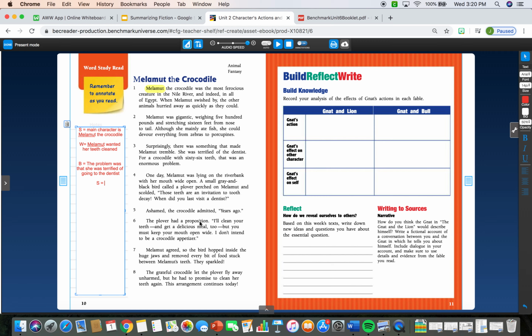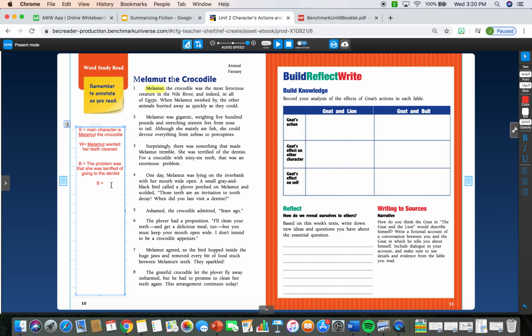The plover had a proposition. "I'll clean your teeth and get a delicious meal, too. But you must keep your mouth open wide." "I don't intend to be a crocodile appetizer." Malamut agreed, so the bird hopped inside the huge jaws and removed every bit of food stuck between Malamut's teeth. They sparkled. Oh, okay, so we do have a solution.